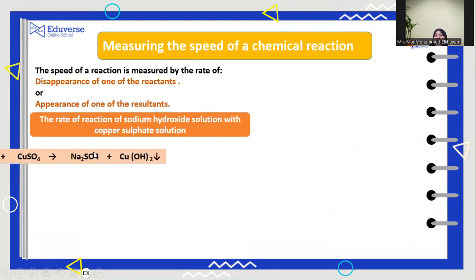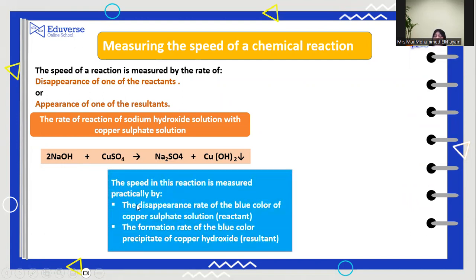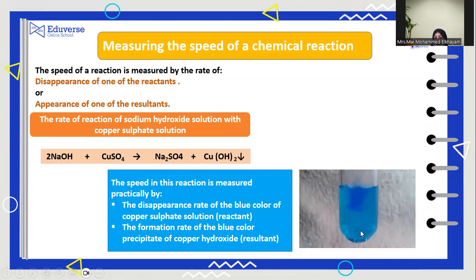Rate of reaction of sodium hydroxide solution with copper sulfate solution. If I have 2 sodium hydroxide plus copper sulfate, which is blue in color, this is one of the double substitution reactions. The sodium will take the sulfate, giving colorless sodium sulfate plus copper hydroxide, which is also blue. So you will tell me, how can I measure the speed of this chemical reaction? It is by the disappearance rate of the blue color of copper sulfate solution, as you can see here, and the formation rate of the blue color of the precipitate of copper hydroxide.